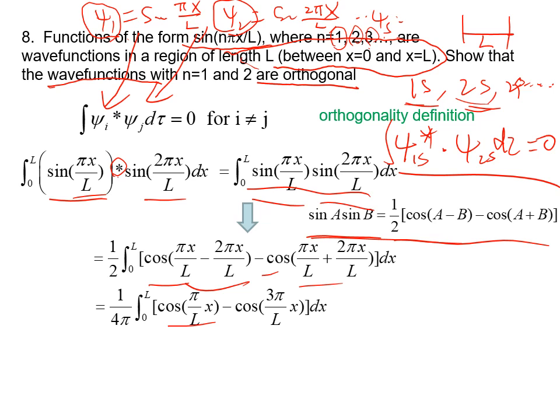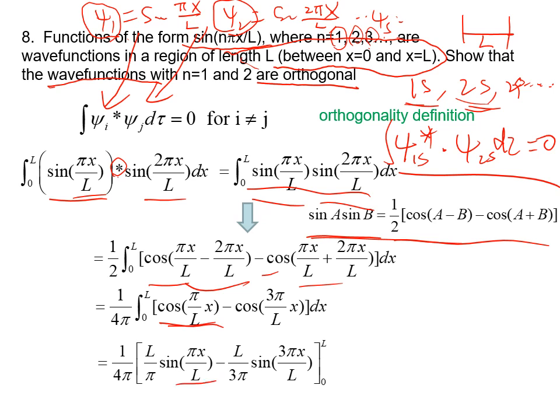The integration of cosine is sine, so we have this equation, sine pi x over L, but you need to multiply by L divided by pi, so that the derivative will be cosine pi over L times x. Similarly, the integration of cosine 3 pi over L x equals L divided by 3 pi sine 3 pi x over L. Don't forget, this is integration from 0 to L.